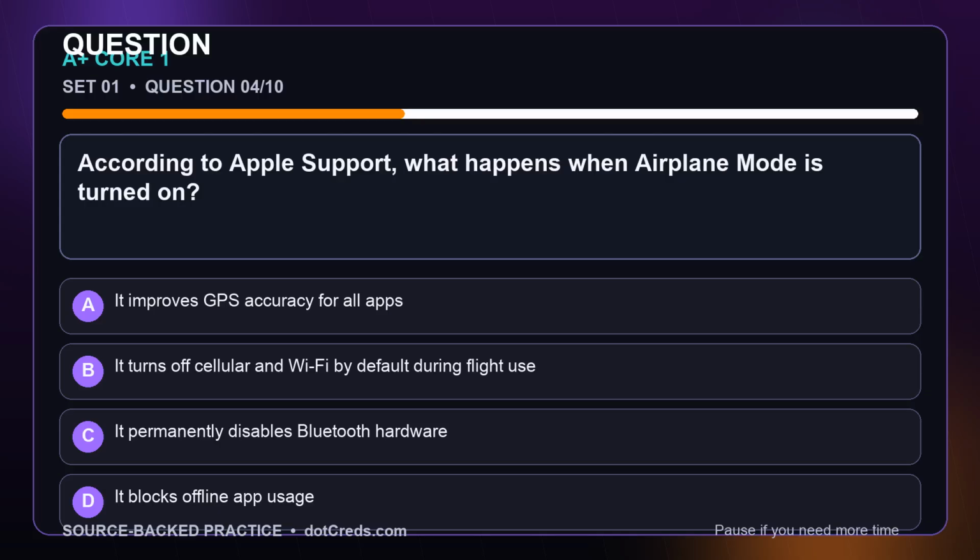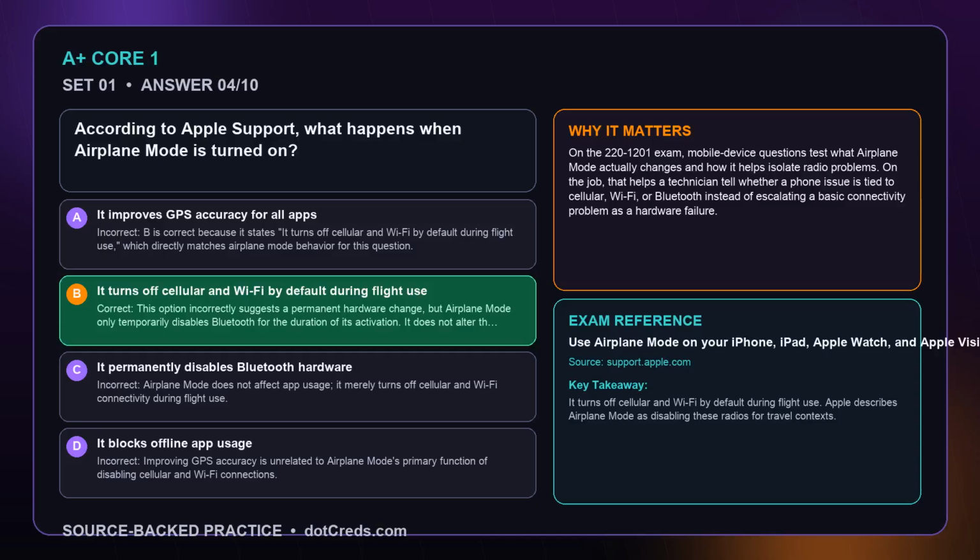Lock your answer now. Question 4 answer. B. It turns off cellular and Wi-Fi by default during flight use. Apple describes airplane mode as disabling these radios for travel contexts.